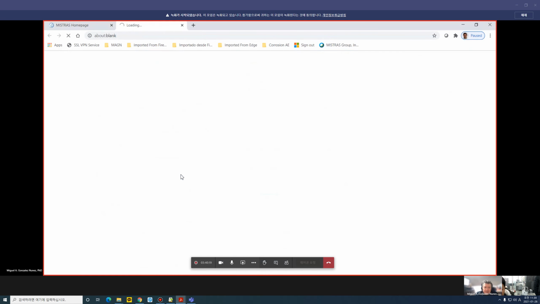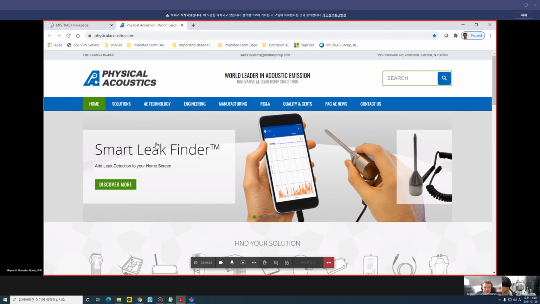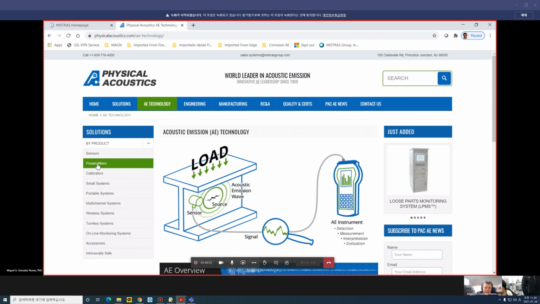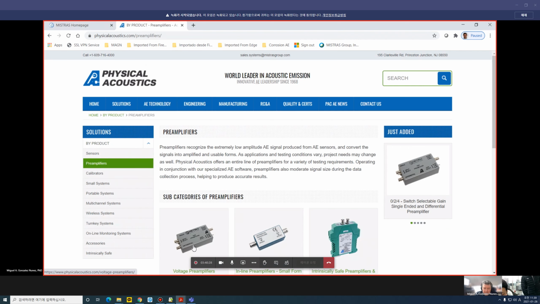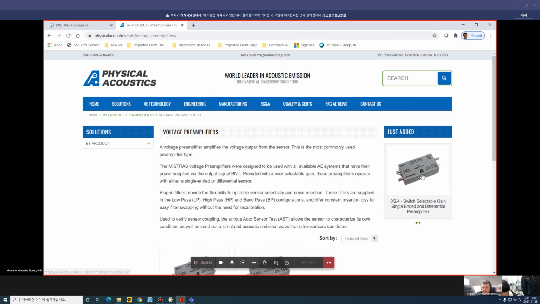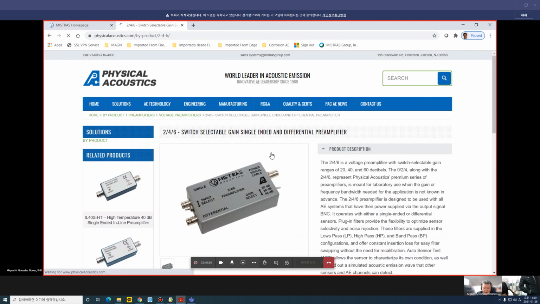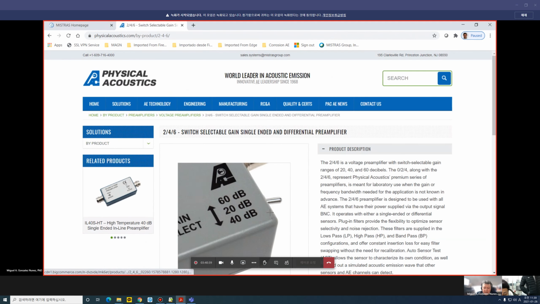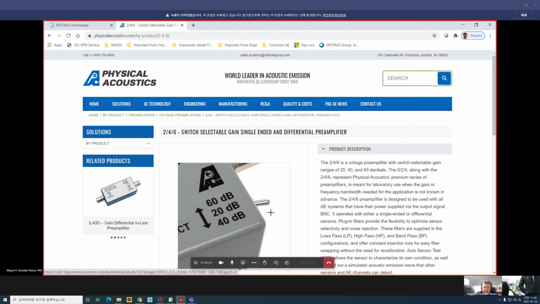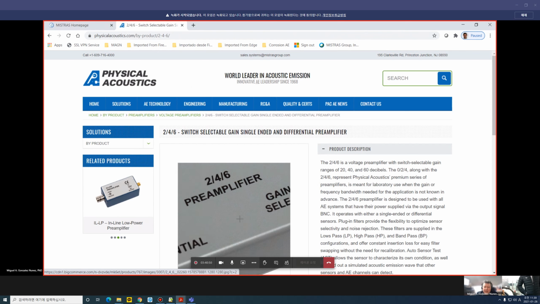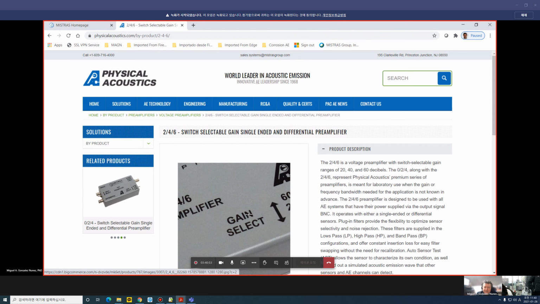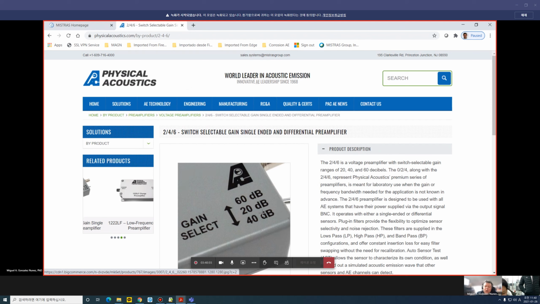Okay, let's see. You have the preamplifier. You have this, yes, right? Exactly. You have the 246, and it has three selections. Yes. It uses 20 decibels, 40 decibels, or 60 decibels of amplification. And they are specified as gain. Yeah. Okay? This is to increase the voltage of the original signal.